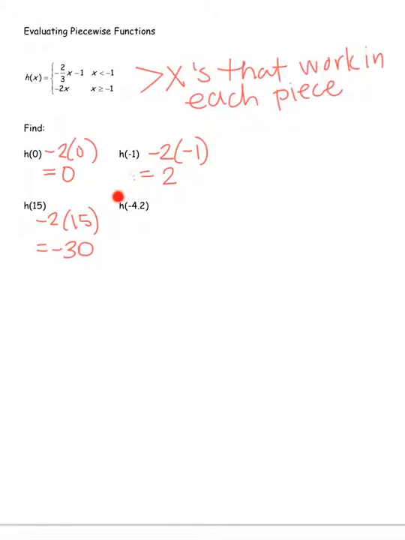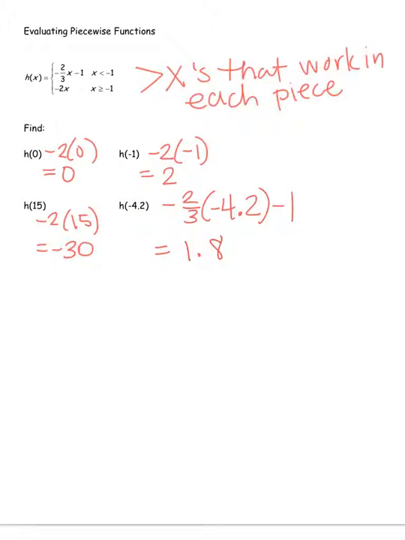Finally, what about -4.2? Is that less than -1? Yes, it is. So we're going to use that top piece. -2/3 times -4.2, ooh, that's gross, -1. So we'll grab a calculator for that. And after typing that in a calculator, we get 1.8.